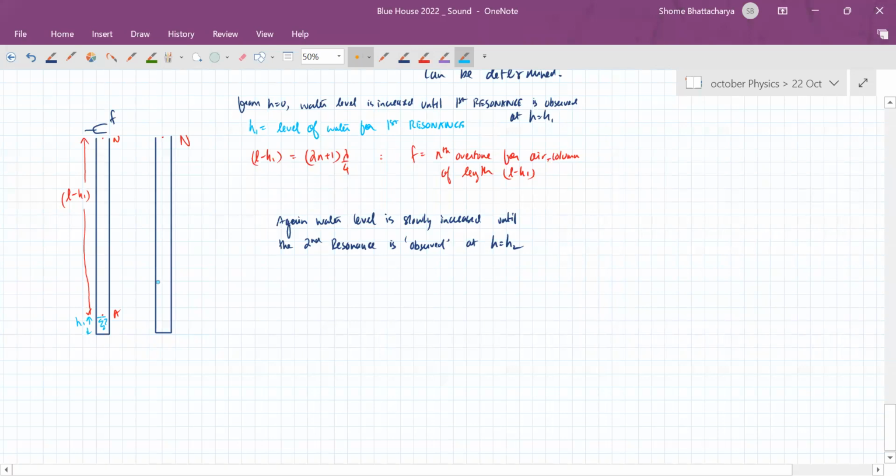Now, let's say we've increased the water level to H2, and resonance is heard now. So even this point is an antinode for the same tuning fork's frequency. So this distance from here to here must have been antinode to antinode, so it must be lambda by 2.